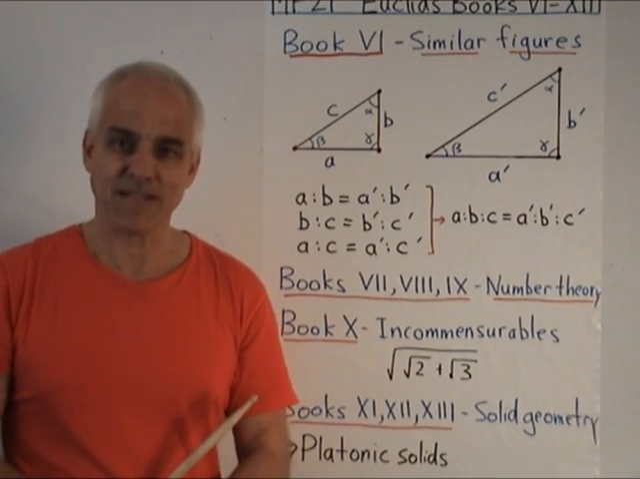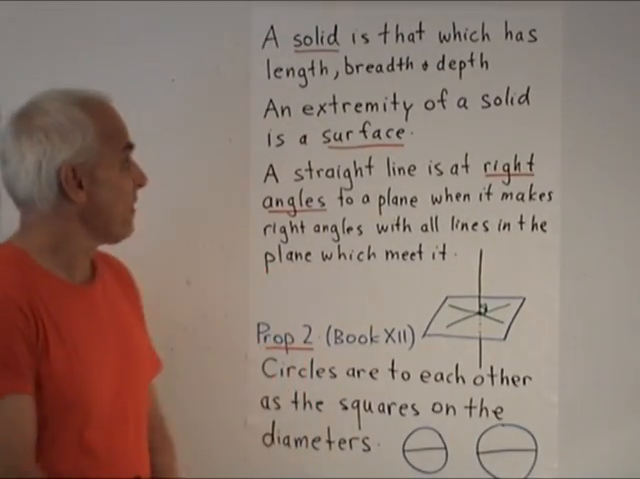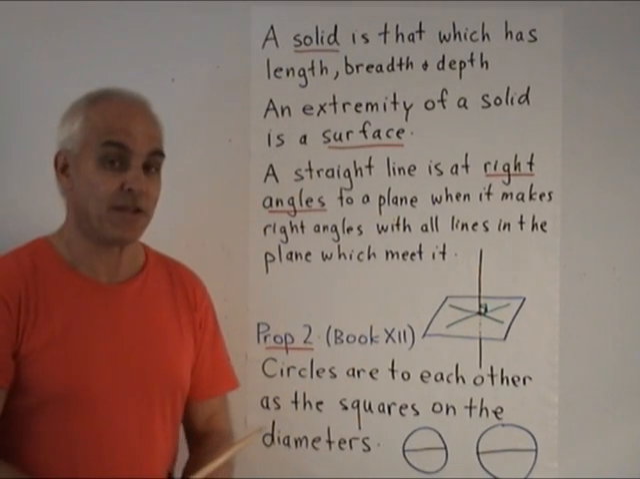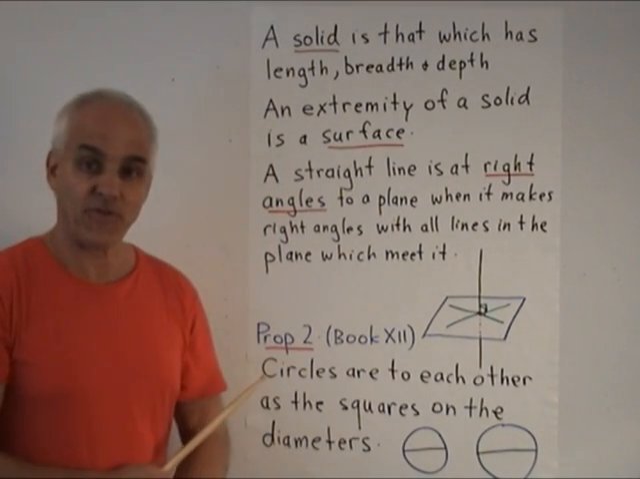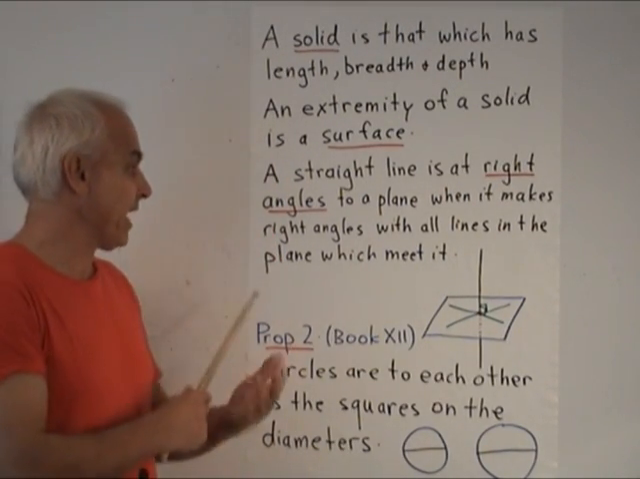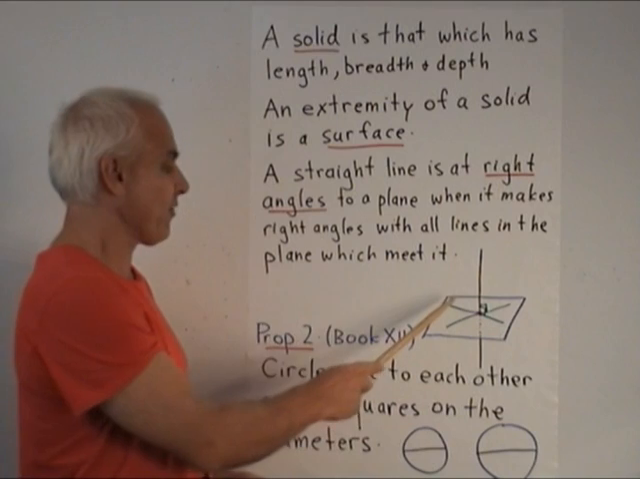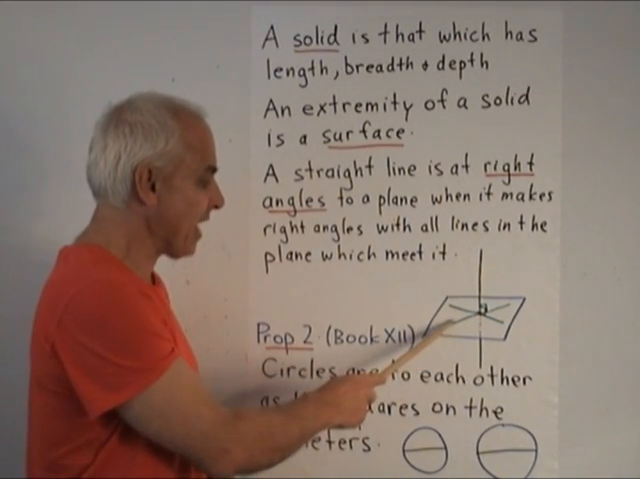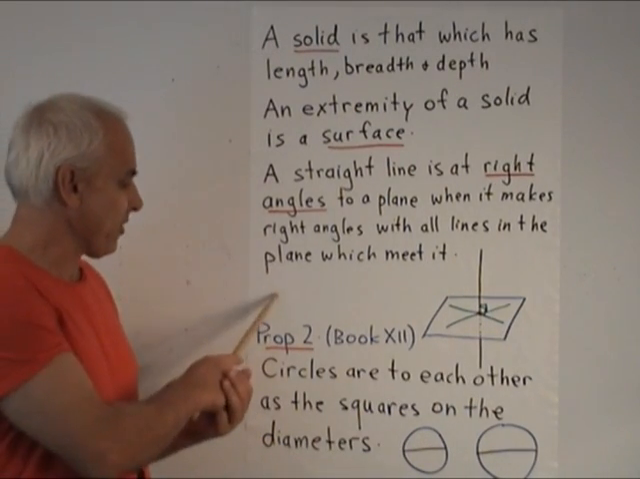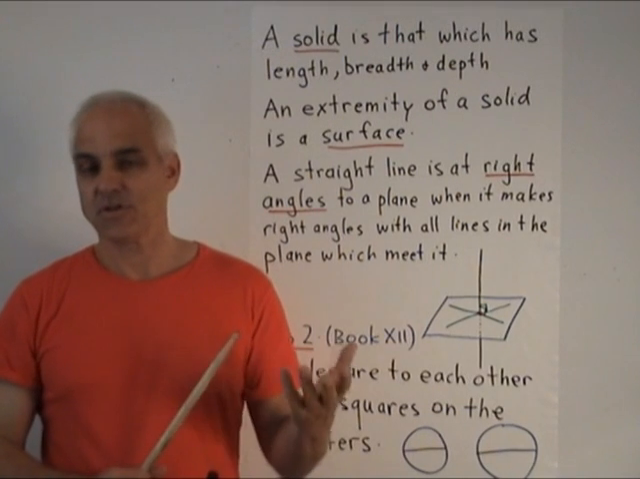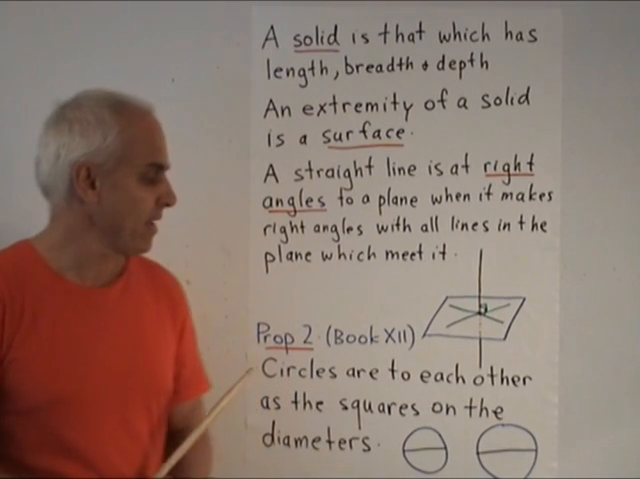So let's just have a quick look at some of the issues that are raised in these books. Euclid begins by some definitions. For example, a solid is that which has length, breadth, and depth. An extremity of a solid is what he calls a surface. He defines planes. He defines what it means for a straight line to be at right angles to a plane. It's at right angles when it makes right angles with any line in the plane which meets it. There are many other definitions of spheres, solids like tetrahedrons and convex bodies and prisms.